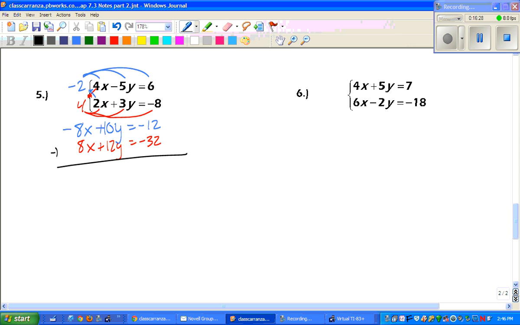Okay. Your x's cancel. You get 22y equals negative 44. Divide by 22. Y equals negative 2.